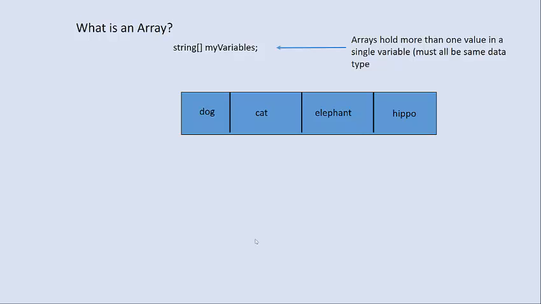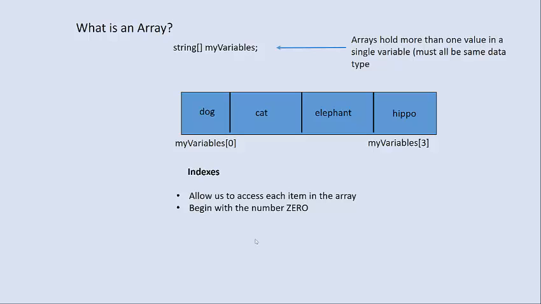And here we have an example with one storage spot in memory. And in that one area of memory, we have 4 slots in this case. We have 4 elements or 4 locations in which we're going to put our different animals. So how do you refer to each individual element? Well, that's where indexes come in.